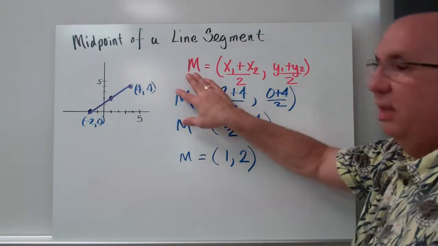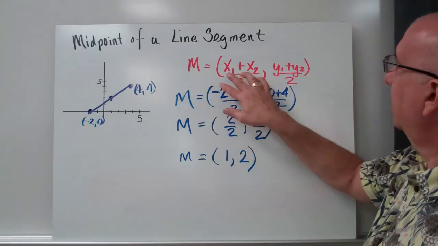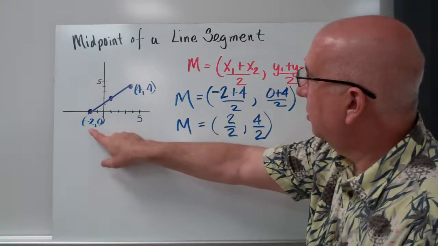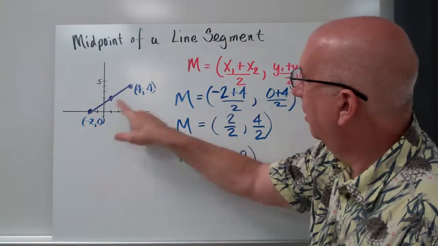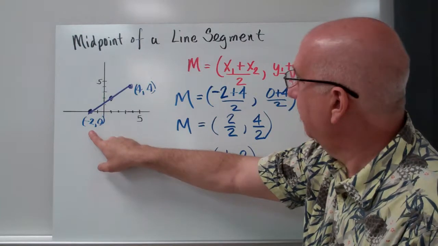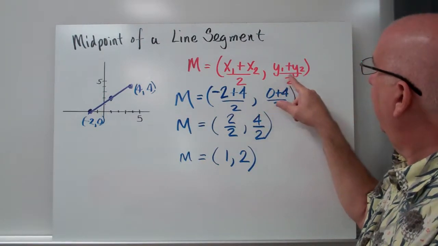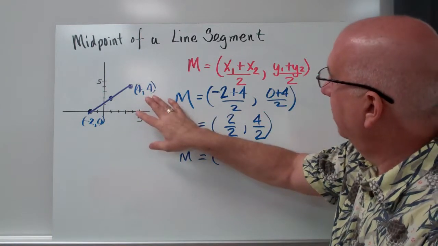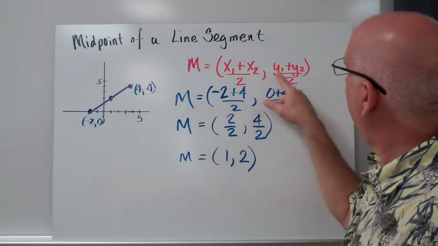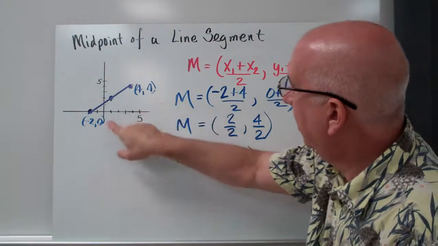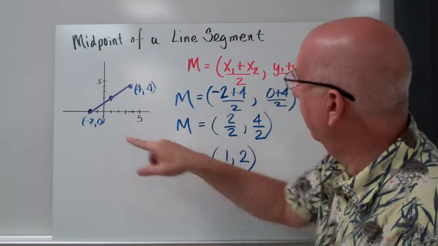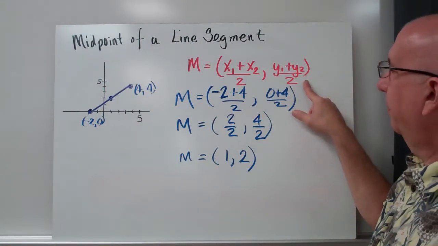The midpoint is equal to the sum of the x's. The x's are the first term of each of these ordered pairs, divided by 2. And the second coordinate for that midpoint is the sum of the y's. That's the second number of each ordered pair, divided by 2.